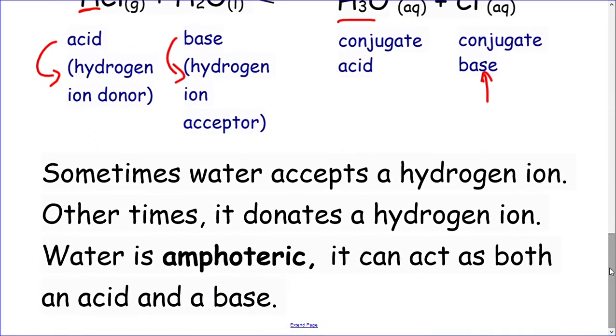So sometimes water accepts a hydrogen ion, other times it donates one. We've seen a couple of examples already with this. So water is amphoteric. It can act as both an acid and a base. So really, water can't be used to determine whether things are acids or bases. We really have to look at the other compound to determine that.